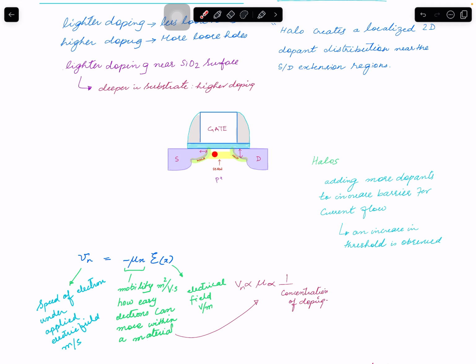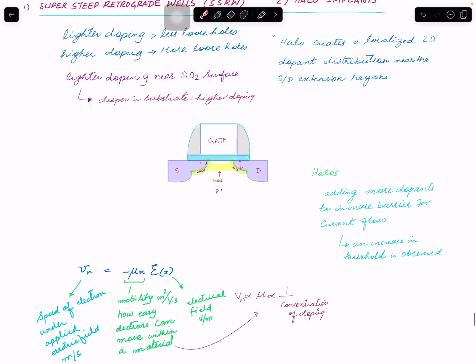Because of that, they said, okay, in the area where we want a good electron flow, good mobility, make the concentration low. In the areas where we don't want any flow, have a higher concentration. You want a higher concentration because you really want more reverse bias in this area. You don't want any electron here. You want to have high resistance in this area. Okay, exactly.